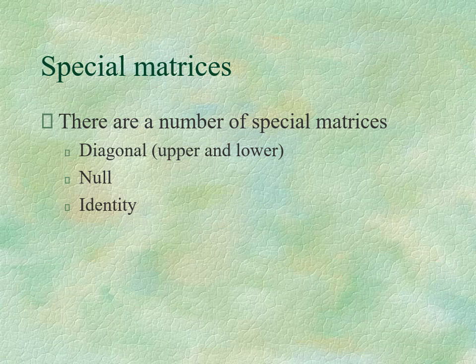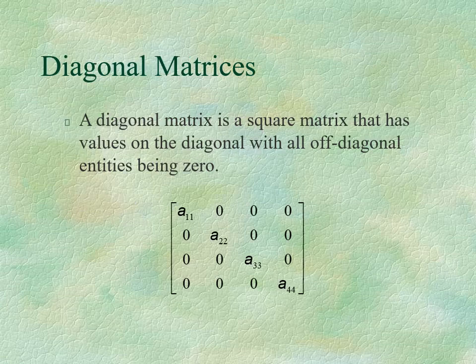We also have special matrices like diagonal matrix. Diagonal matrix can be classified to upper diagonal matrix or lower diagonal matrix, and null matrix and identity matrix. The diagonal matrix, as we can see here, it's all element equal 0 except the main diagonal. So all elements of the matrix equal 0 except only the main diagonal.